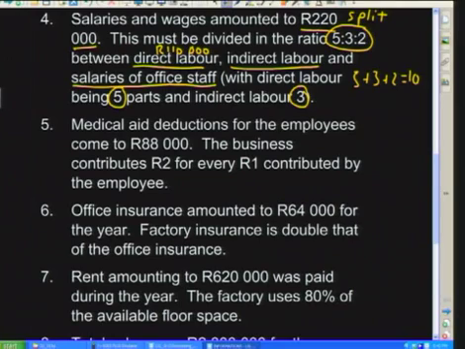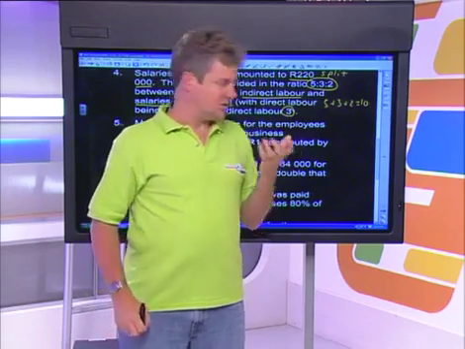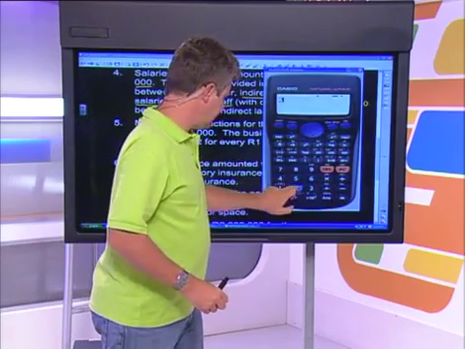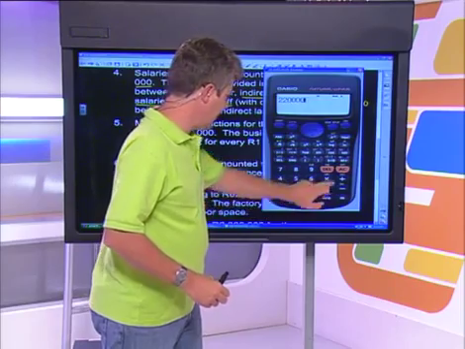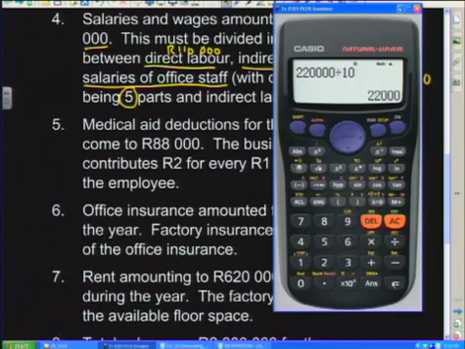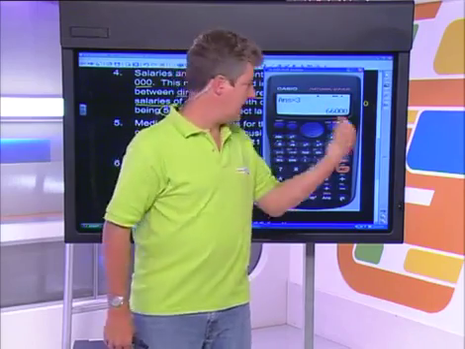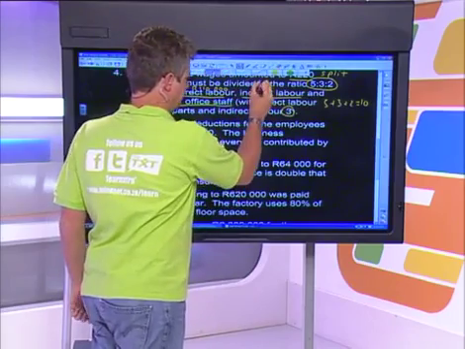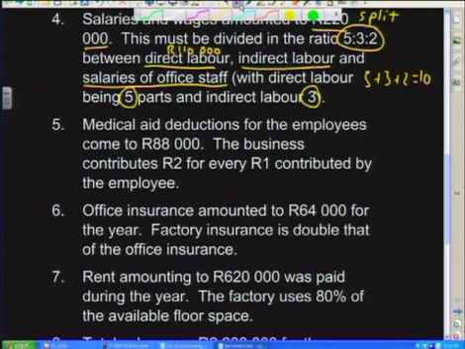As far as indirect labor goes, indirect labor is going to get 3 parts out of that 10. So remember, we do the calculation in exactly the same way. We took our 220,000 and we divided it by 10 to get our 22,000. What we then do is we multiply that by 3, and that's going to give us 66,000. So out of the 220,000 for our salaries and wages, 66,000 is indirect labor. Let's write that over here as well. 66,000, I'll use a different color, goes to indirect labor.